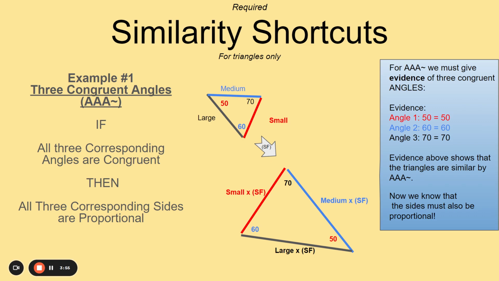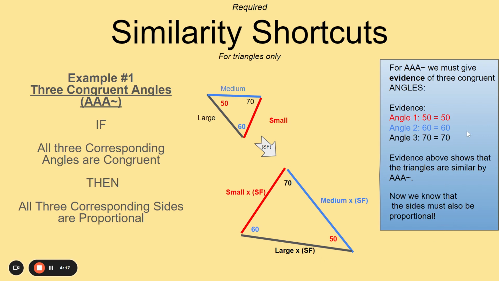So for two examples, we're going to demonstrate one of each type. One's the all three angles match. Okay, so what you have to do here is note the rule. The rule is if all three corresponding angles are the same, congruent, then we also know that the three sides will be proportional, and that satisfies the definition for similarity.